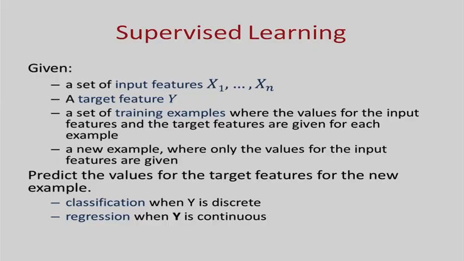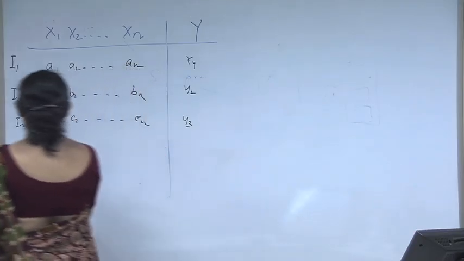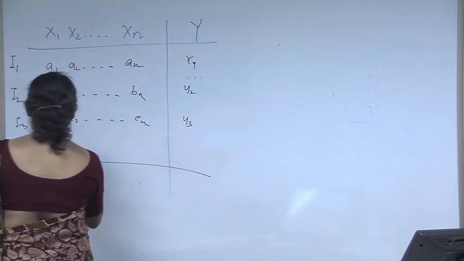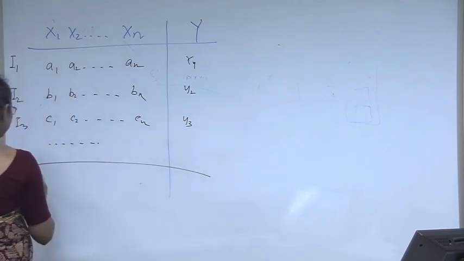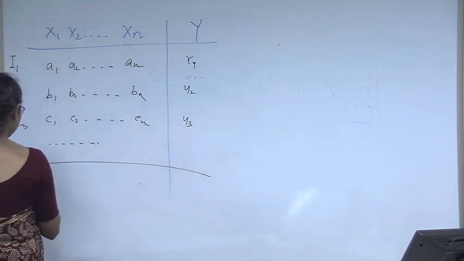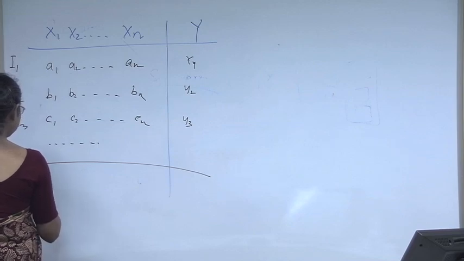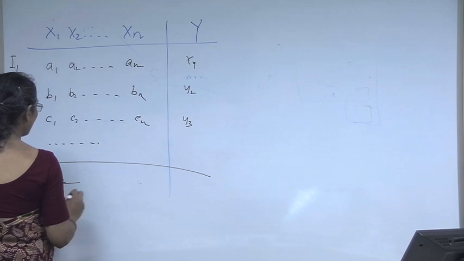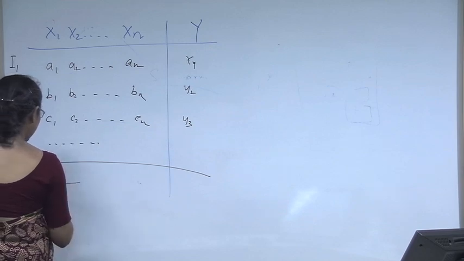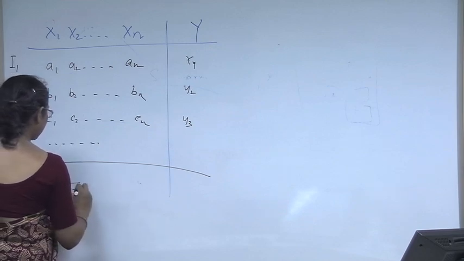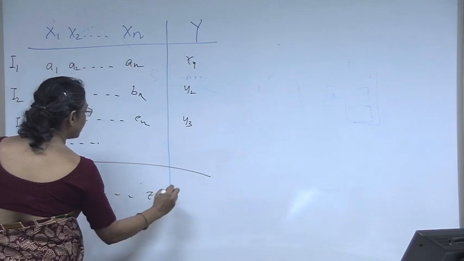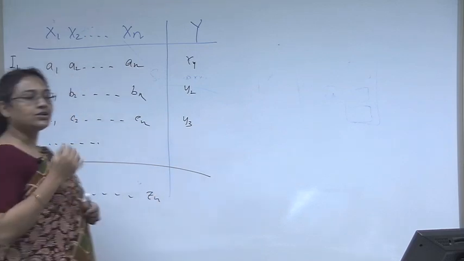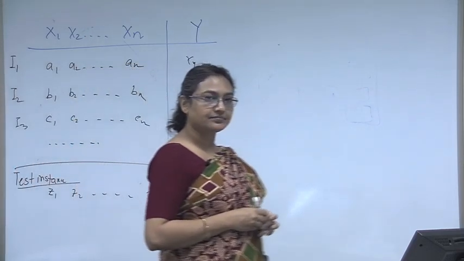So, this is used for training. You have many training examples. During the testing time, you are given a test instance. In the test instance, you are only given the values of the attributes z1, z2, zn, and you have to output the corresponding y.